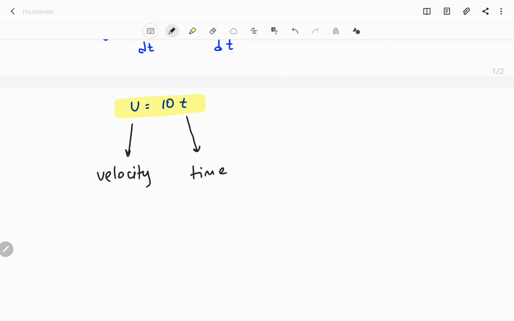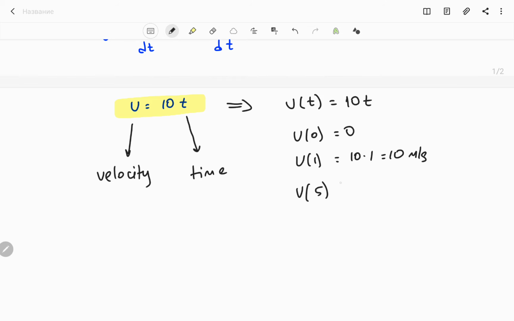So when you change the time, you will get different values for velocity. Sometimes you can write this equation this way: velocity at time t equals 10t. So velocity at time equal to 0 is 0, because 10 times 0. Velocity at 1 second equals 10 times 1, equal to 10 meters per second.